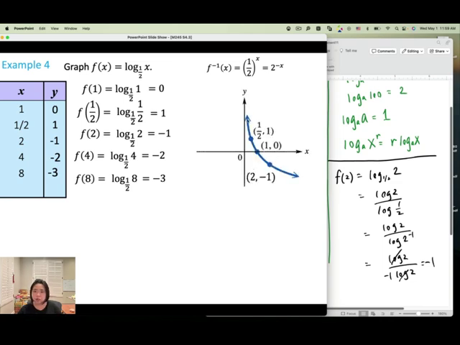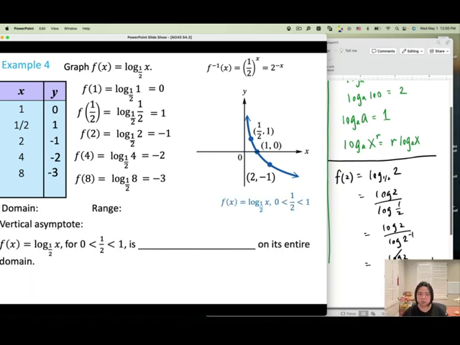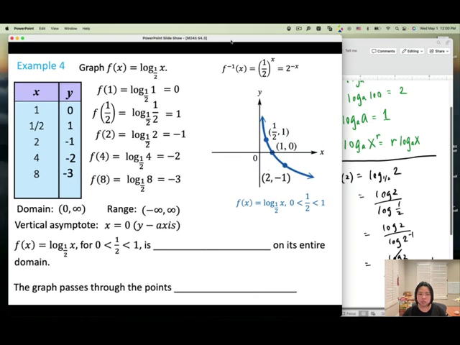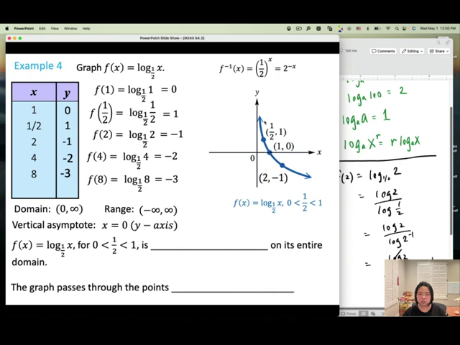This time, the f of x is going to be decreasing, because this base is going to be 1/2. The a will be in between 0 and 1, that will be decreasing. When the a is greater than 1, that will be increasing. So the domain, same thing, from 0 to positive infinity. Range, all real values. Vertical asymptote, we still have the y-axis, x equal to 0. And this function is going to be decreasing and continuous.